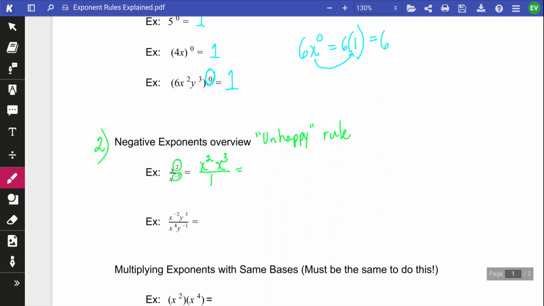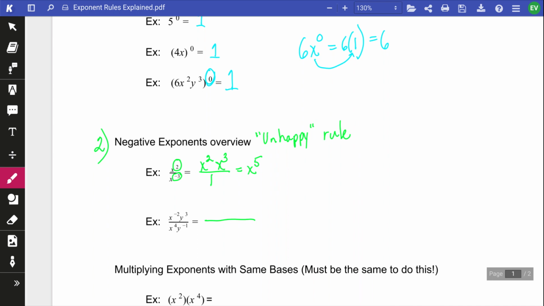We're going to talk more about multiplying with the same bases in the next set, but x squared times x to the third is x to the 5th power. And that's the answer. And when you divide anything by 1, it's that thing anyway. Our next example, we have x's and y's. So x to the negative 2, y to the third, over x to the 4th, y to the negative 1.